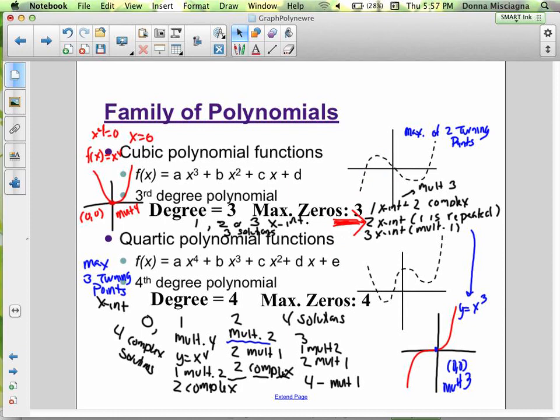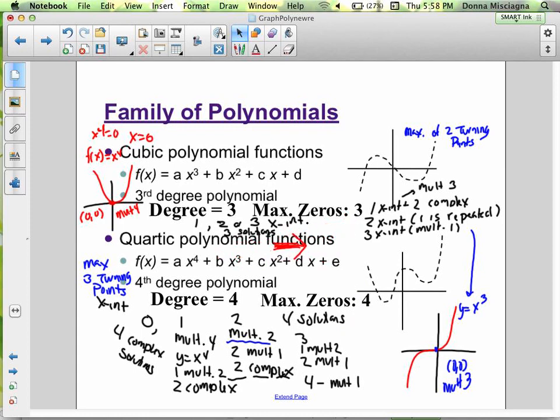Remember, and then we'll touch and turn. Or we can have 3 x-intercepts if they're all multiplicity 1. Oh, by the way, here's our cubic graph. This is the one that would have multiplicity 3, right, because it's got 3 zeros, y equals x cubed. All right, so those are all the possible combinations of x-intercepts we can have, but there's always 3 solutions.